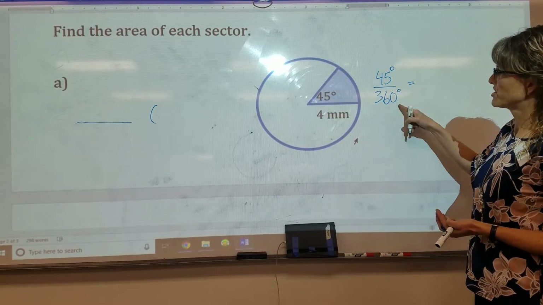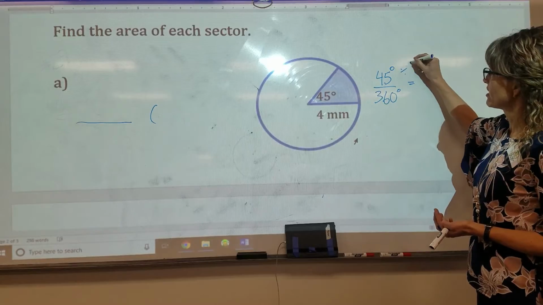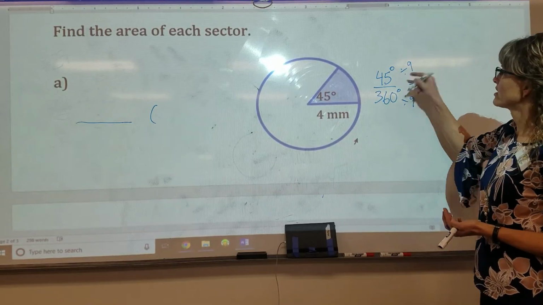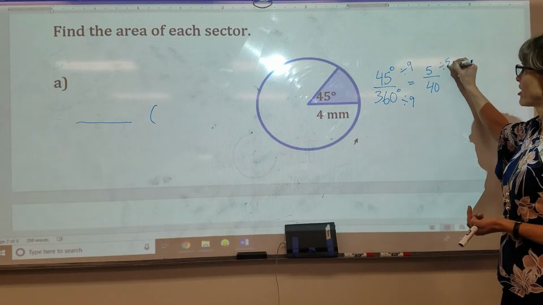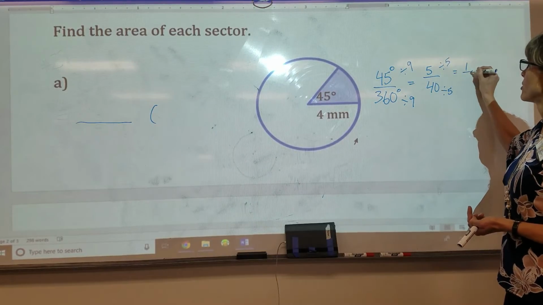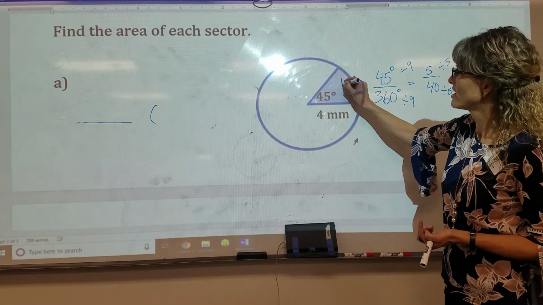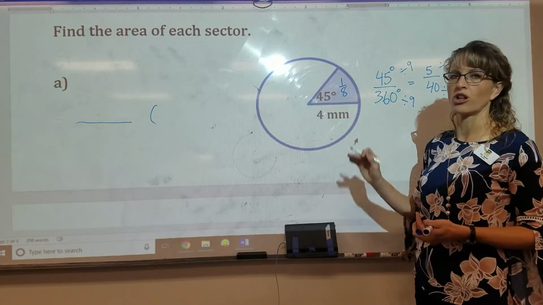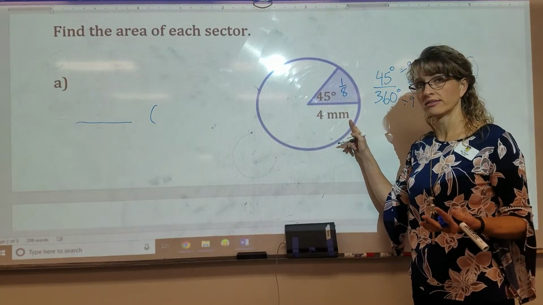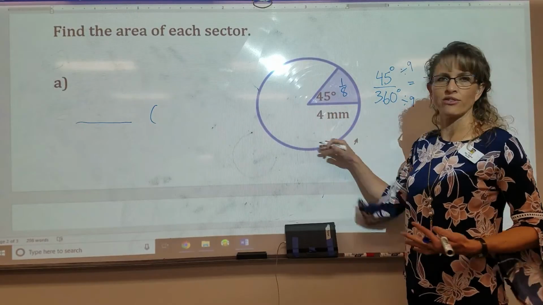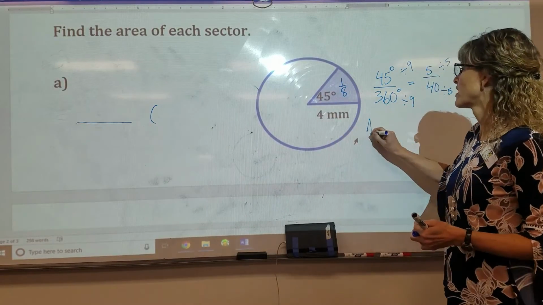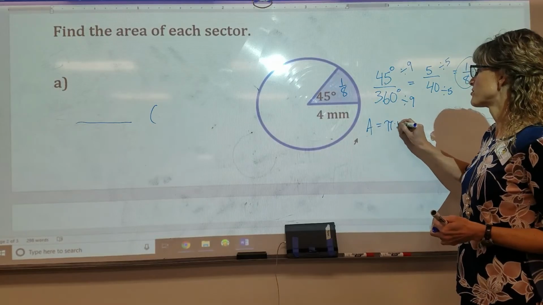So I'm going to reduce that fraction. I see that they both are divisible by 9. That would give me 5 over 40. I can say, oh, they're both divisible by 5. That gives me 1/8. So this is 1/8 of the circle. Is 1/8 the area? No, 1/8 is the portion of the circle. I still haven't even found the area. Let's do that next.